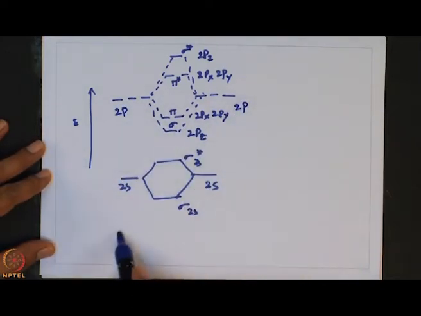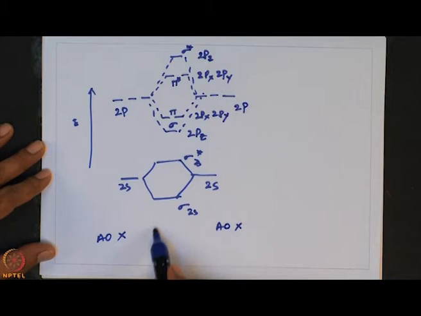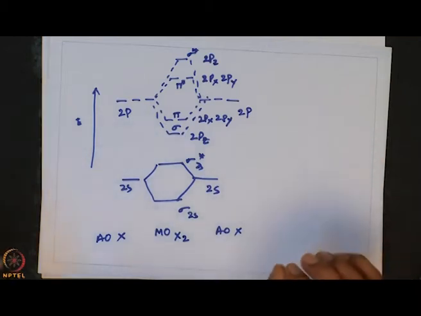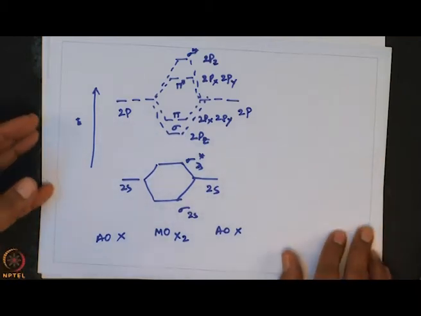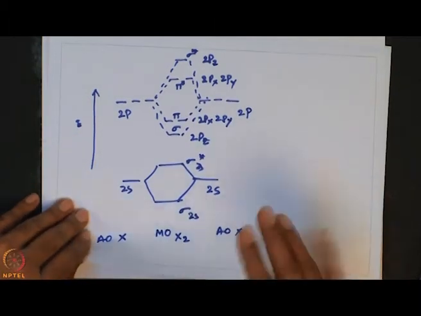So, if it is an atomic orbital of X and an atomic orbital of another X, here it is the MO of X2. So, this is how one can write. Of course, this will change depending upon the electronegativity of the combining atoms. So, in my next lecture, I would try to make you familiar with little more complicated molecules.